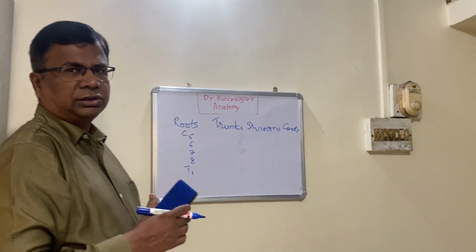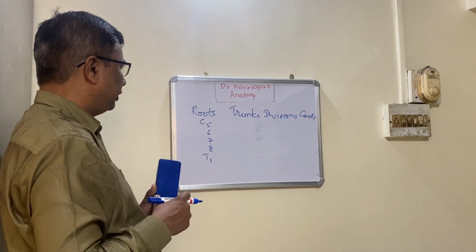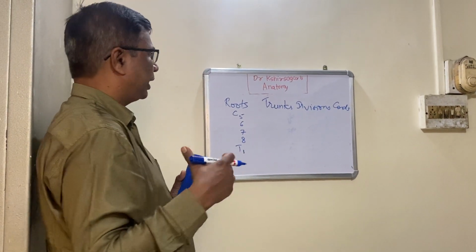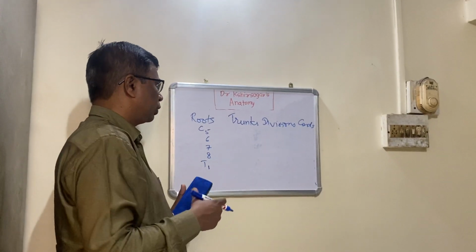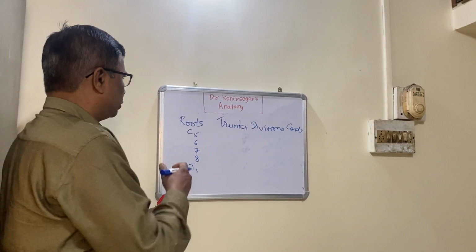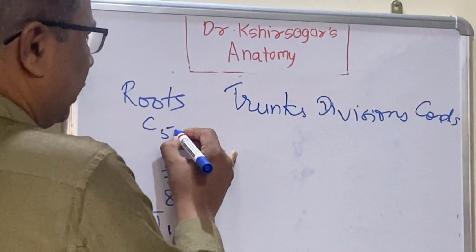So you will have the roots C5, C6, C7, C8 and T1. I would suggest all of you follow the diagram as I am drawing, and try to draw it the way I am drawing, so that it becomes easier for you to understand. So these are the roots. Now the next part is the trunks.